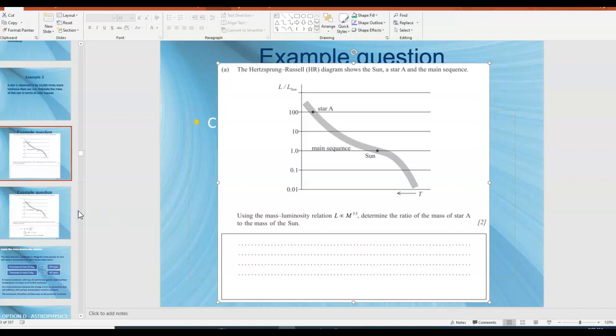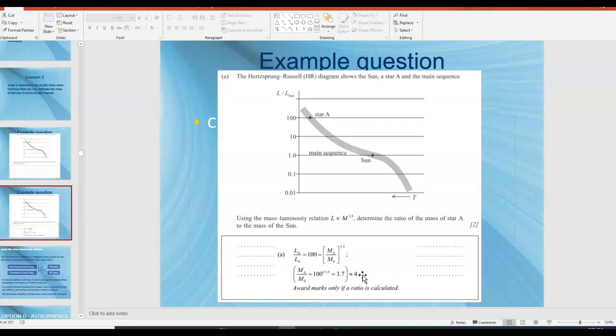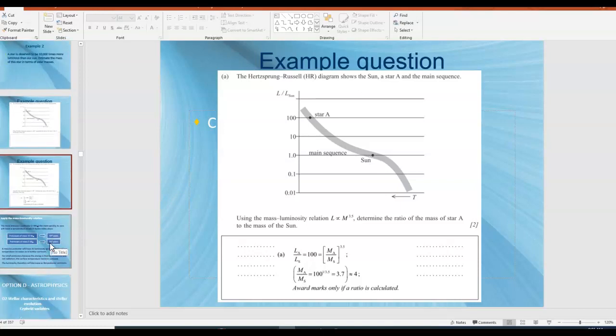The answer to this question that you should have gotten is approximately 3.7, which rounds up to 4. This is what the mark scheme looked like for that question. You get 1 point for setting up the ratio relationship correctly, and then 1 point for solving. You should have done 100 to the power 1 over 3.5, which is 3.7. The 100 comes from the HR diagram. Remember, this left side is showing you the luminosity of the stars relative to our sun. So star A has a luminosity 100 times that of our sun. That is solving problems with the mass-luminosity relationship.